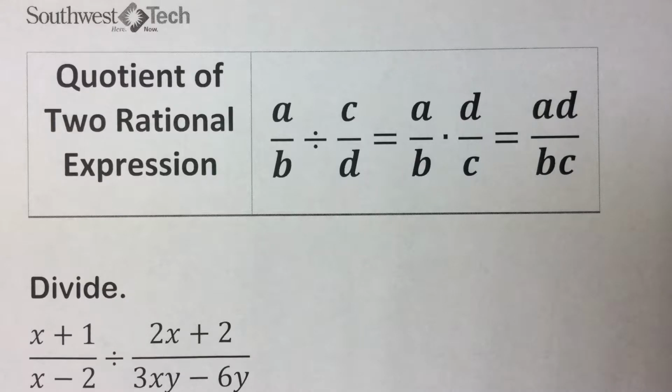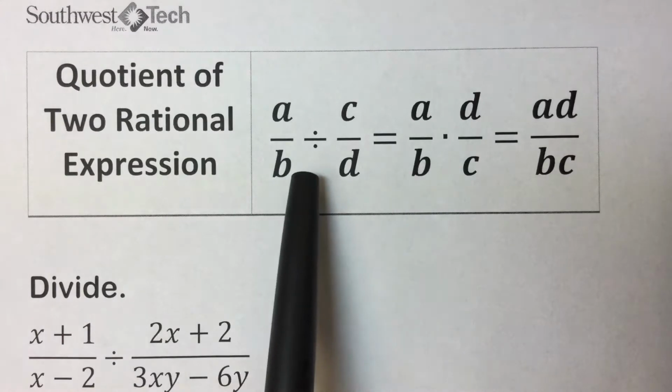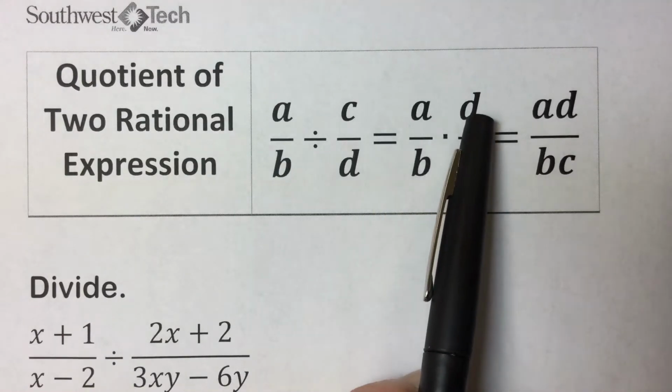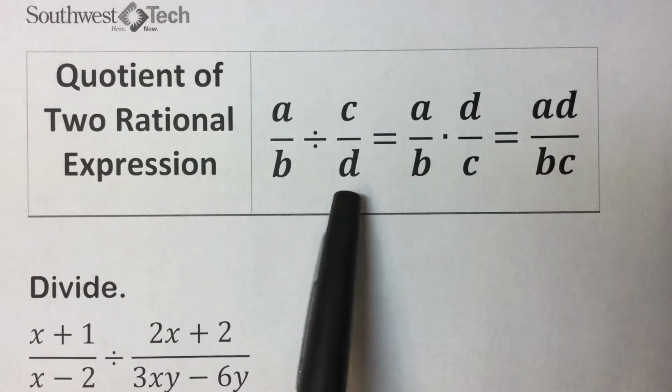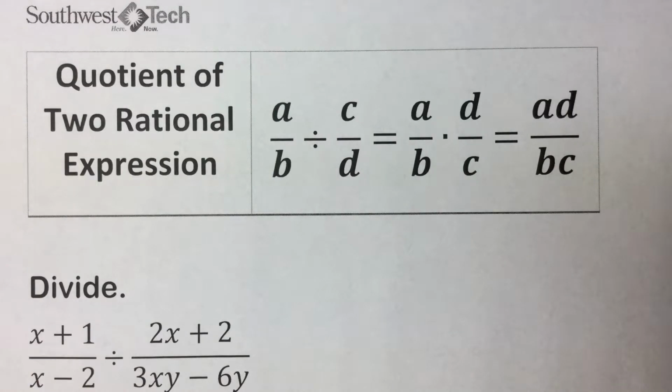The quotient of two rational expressions: to divide by a rational expression means we are going to multiply by the reciprocal, then factor, and if possible, simplify. So here we have a rational expression divided by another rational expression.